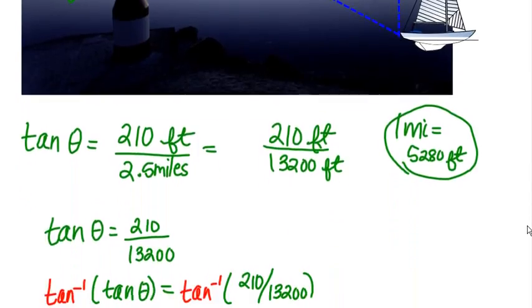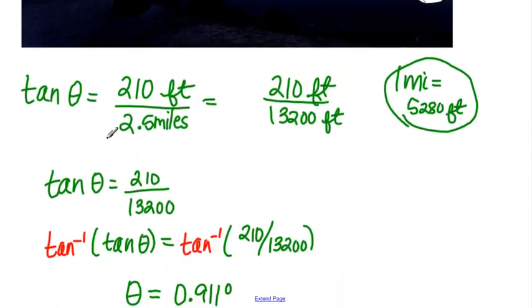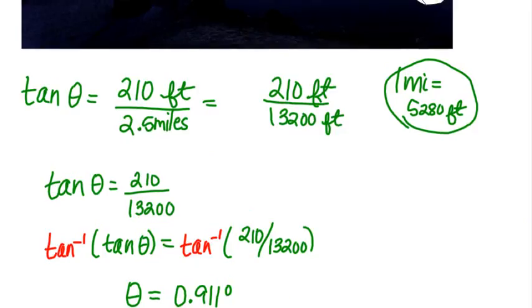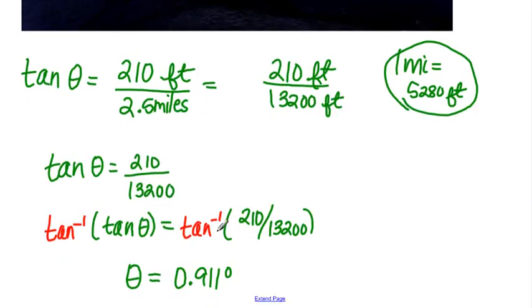But the problem is those are not in the same units, so we have to convert 2.5 miles to feet. So doing that, we multiply by, do you remember? Yeah, there's 5,280 feet in 1 mile. So if we multiply 2.5 by 5,280, we get 13,200 feet. So tangent of theta is 210 over 13,200. Well, to solve for theta, we have to find the angle whose tangent is that, which is tan inverse. So that would be 0.911 degrees.